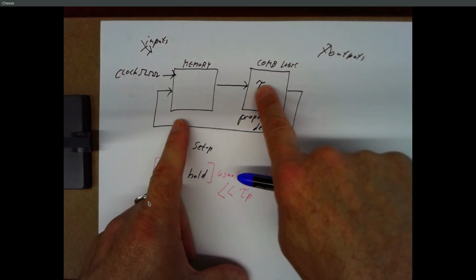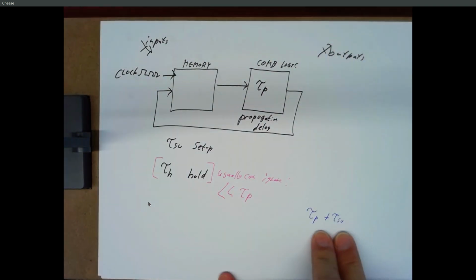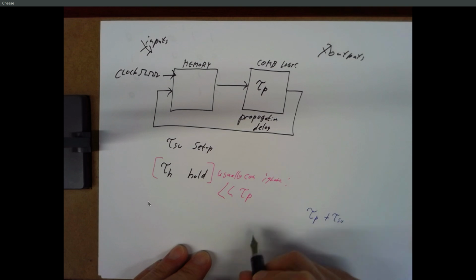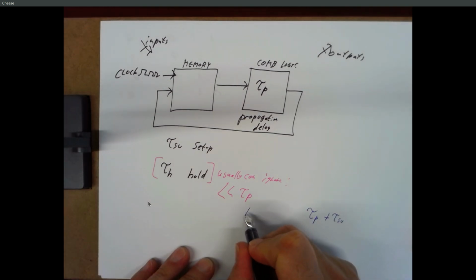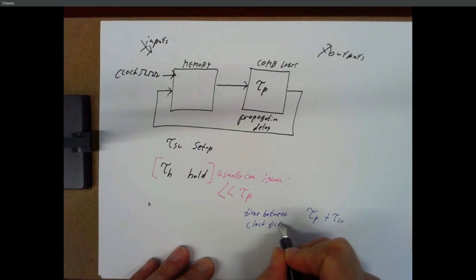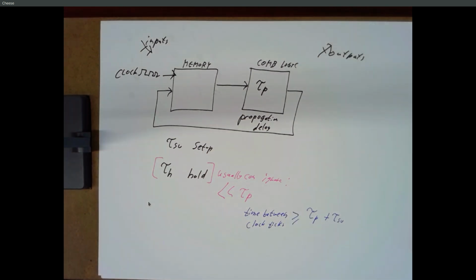Clock ticks and all of this stuff starts happening. If we clock again before this much time has passed, we might not have a stable setup. So the minimum time between clock ticks has to be at least propagation delay plus the setup time.